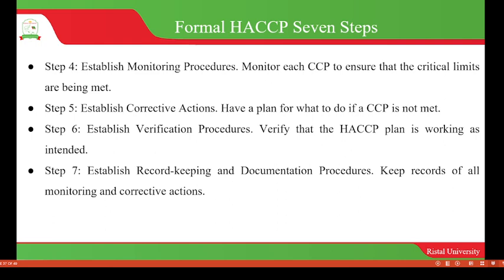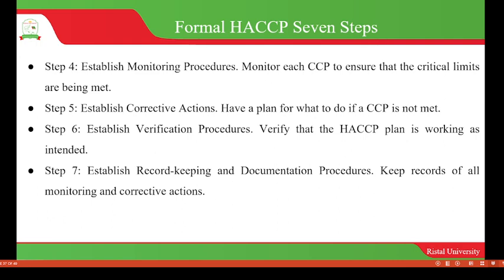This means that you need to develop procedures for dealing with the deviation from the critical limits when it occurs, and how to bring the critical control point back into control. So you have realized a deviation from the critical limits as you were monitoring. Therefore, in the next step, step number 5, you need to look for ways of how you can bring the critical control point back into control. And that is what establishing corrective action entails.